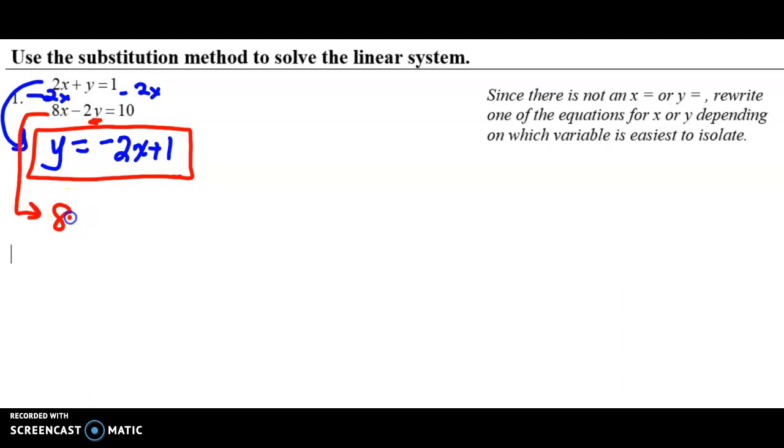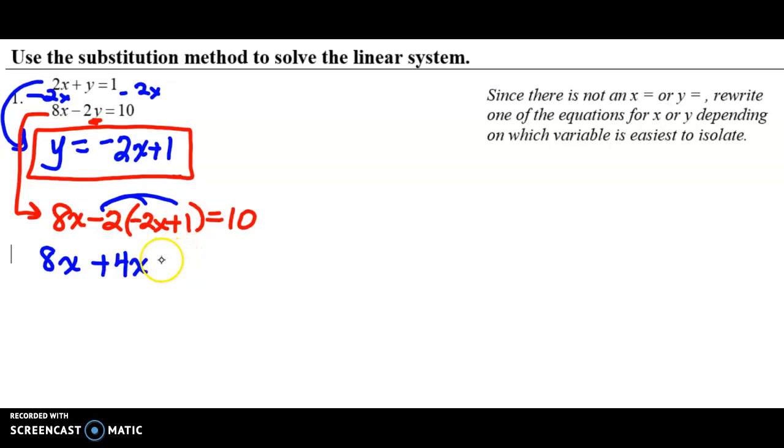I'm going to do 8x minus 2, and I'm going to put parentheses, and it equals 10. Everything else stays the same in that second equation. Only thing I did is I took the y out. I'm going to replace it with what's equivalent to y, negative 2x plus 1. Be careful when you're solving this problem. From now on, you are distributing a negative 2. So you get 8x plus 4x. This is now minus 2 equals 10.